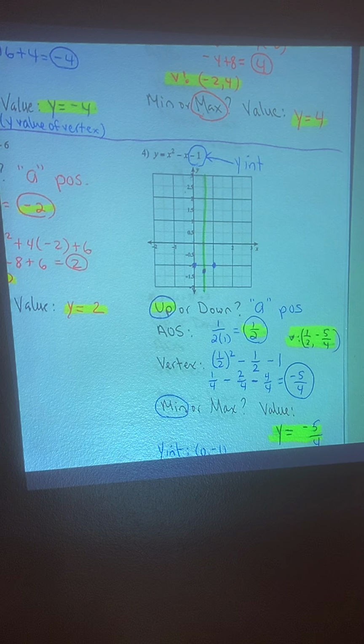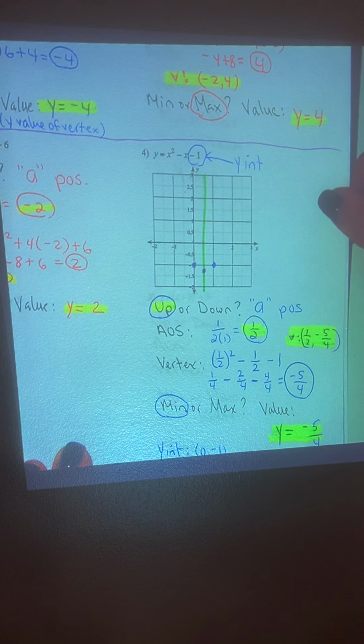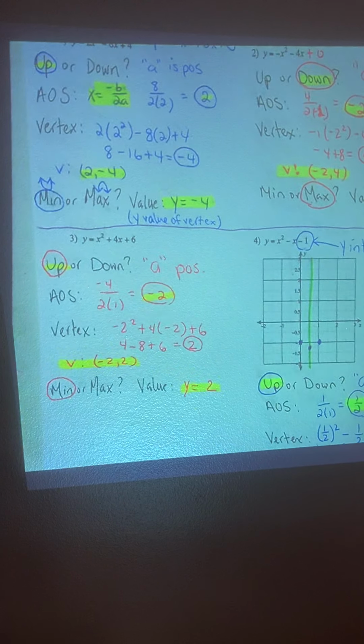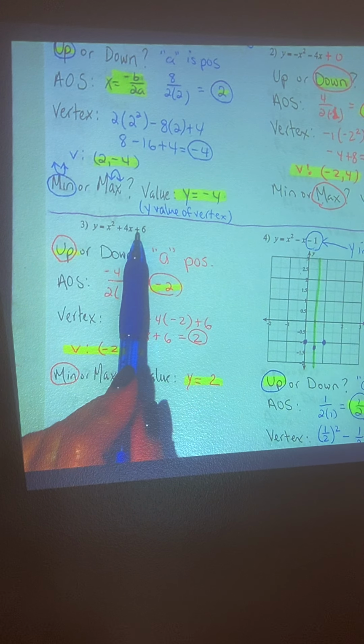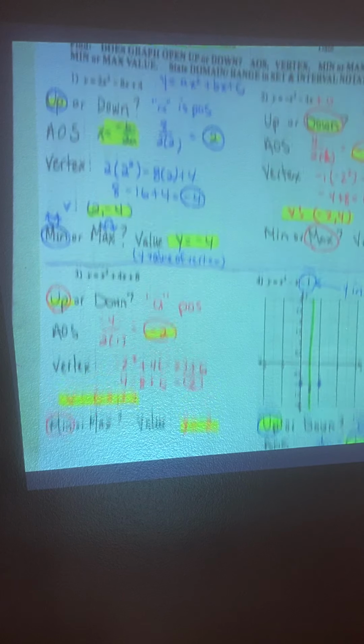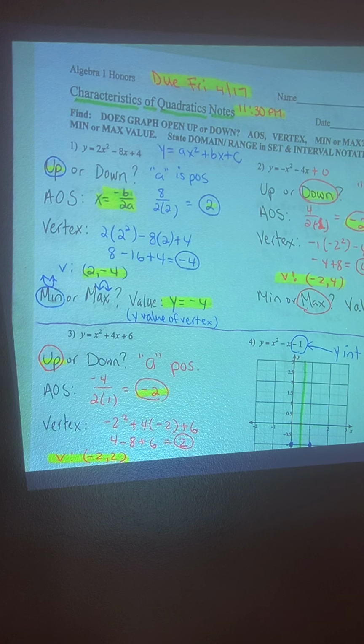Okay, and then we can find the third point, which would be positive 1/2. We'll do that later. Just to remind you, the y-intercept on this problem next to us would be 0, 6. Okay, nice and easy. So these 4 problems, again, were in standard form.